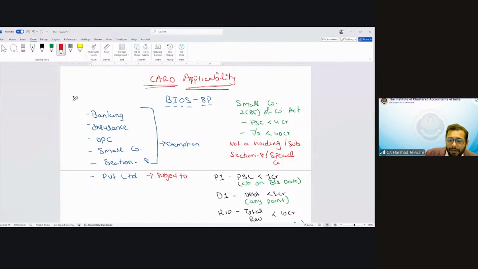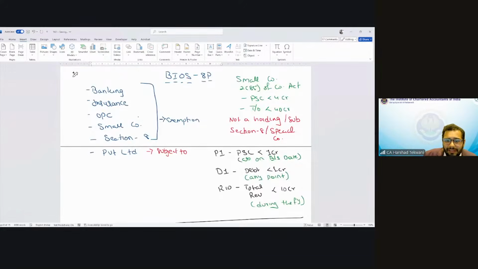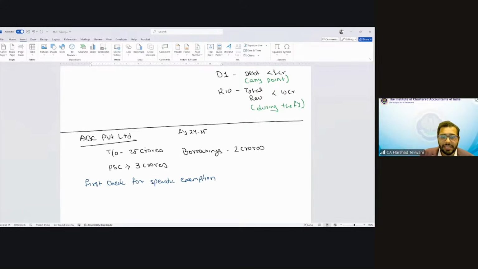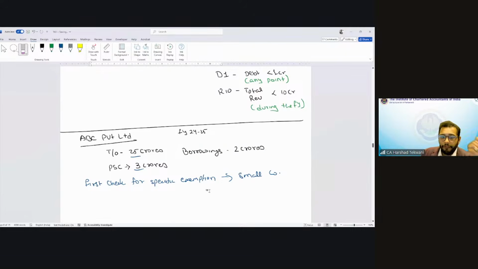Okay, so if this particular company qualifies as a small company, first check for specific exemptions. These are the specific ones. First check for the specific exemption. If that is applicable, here in this case, the specific exemption is small company. Irrespective of the borrowing, turnover less than 40, paid up share capital less than 4, it is a small company, exemption granted. No need to check further for the private limited exemption. Clear? Yes, sir. First check for the specific exemption.